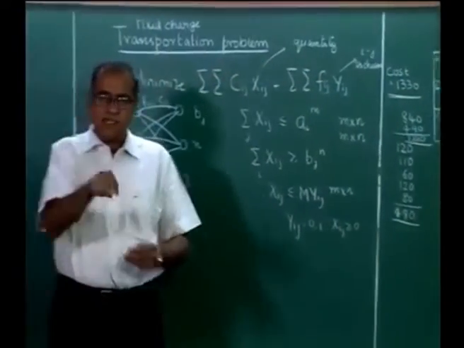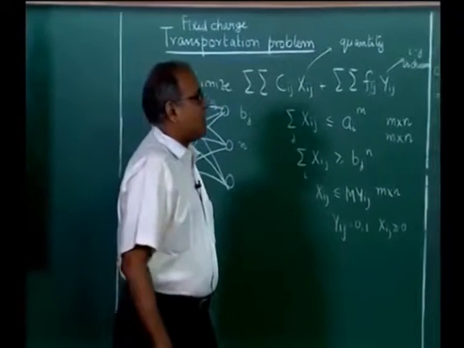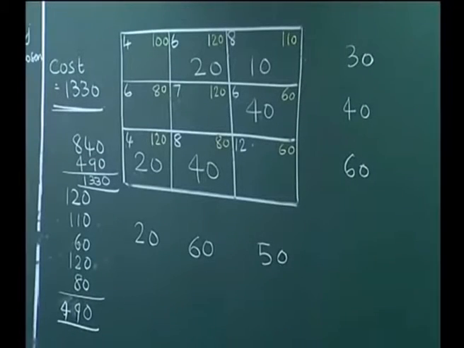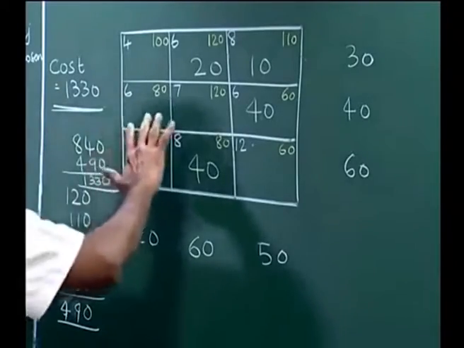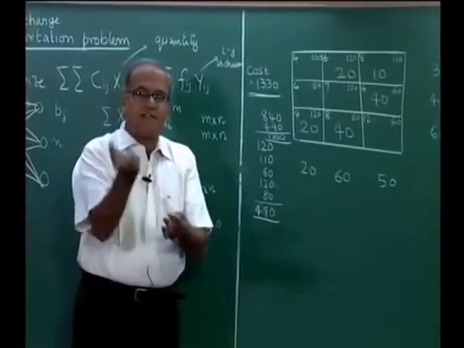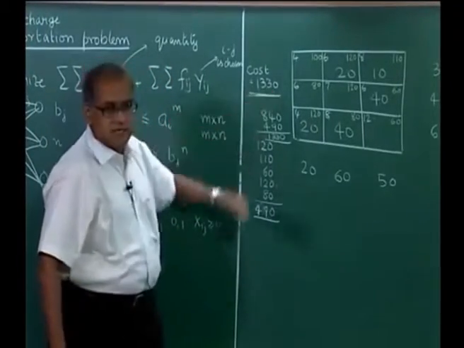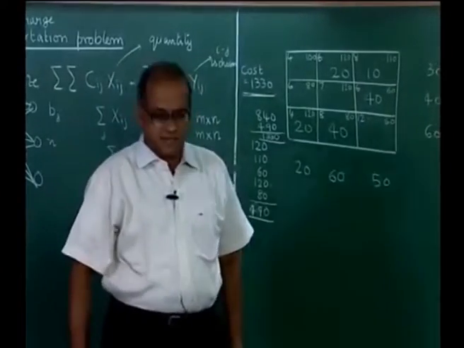Now this is a feasible solution to the fixed cost transportation problem. What we have done is we have not actually solved the fixed charge transportation problem, we have actually solved the transportation problem without the fixed charge, and then we have added the fixed charge to it to get a solution whose cost is 1330.